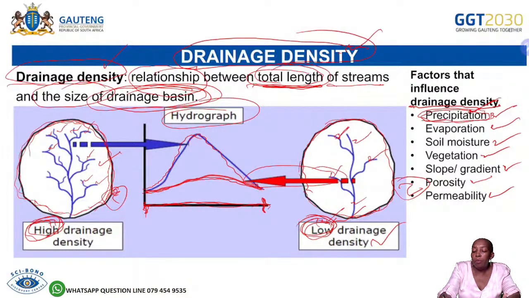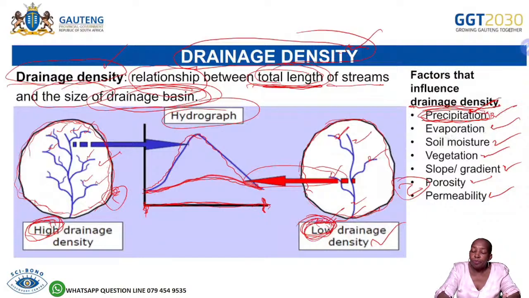But if, for example, we experience less rainfall, then if it rains, we are not going to have much water that will form part of the surface runoff. Therefore, the drainage density there would be lower. So the higher the precipitation, the higher the drainage density, and the lower the precipitation, the lower the drainage density.